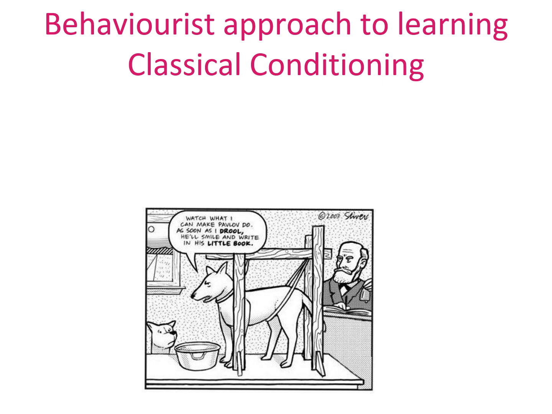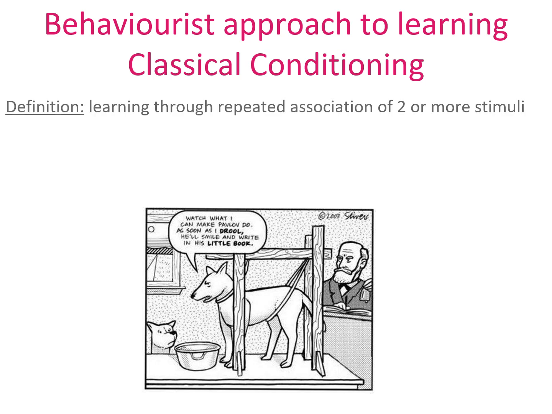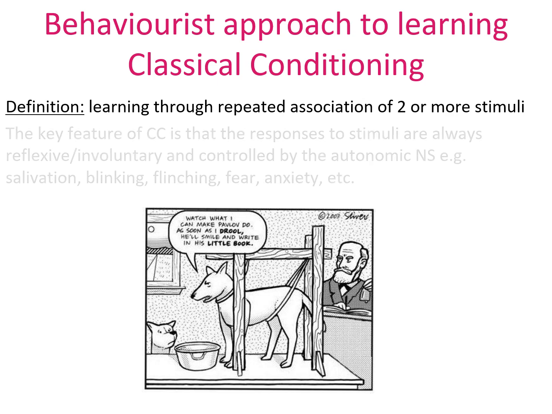Behaviorism is a school of psychology that has the key premise that behavior is learned as a result of environmental encounters. And when we look at classical conditioning, learning through the repeated association of two or more stimuli, we need to demonstrate that we have a clear understanding of how this differs from operant conditioning.